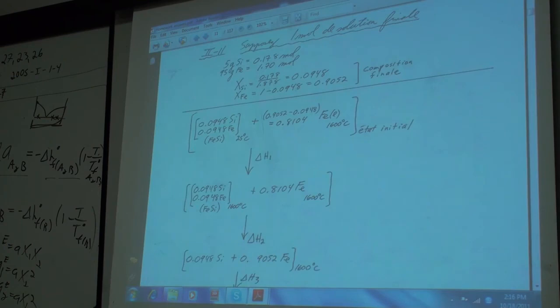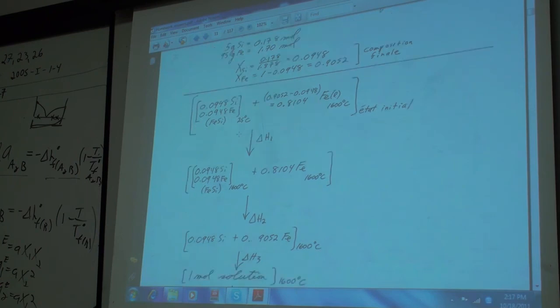Okay, so the first step is I take the ferrosilicon at 25 degrees Celsius, expressed in terms of that much ferrosilicon, and I add it to that much iron at 1600 degrees. So this is the initial state. My initial state is that many moles of iron at 1600 and that many moles of ferrosilicon at 25.